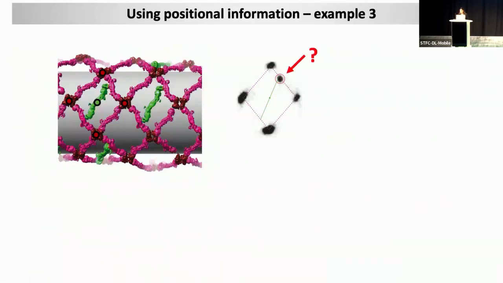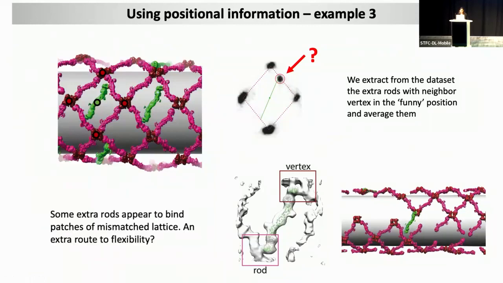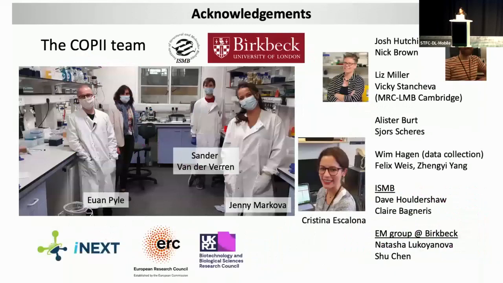So we can use our masking approach to distinguish the green particles that have neighbors in these four positions, and the green particles that have neighbors in this strange position. And then we find that some of these green particles are actually connected to a rod on one side and to a vertex on the other side, and then we can draw various biological conclusions from it. So this is quite a powerful approach to interpret subtomogram averaging data. And yes, I'm going to stop here. Hopefully I didn't go over time.